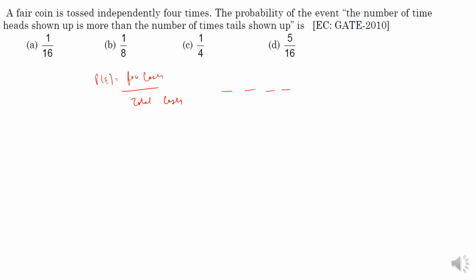Now 4 coins are tossed. Here there are two possibilities for each coin: heads or tails, heads or tails, similarly heads or tails, heads or tails. So 2, 2, 2, 2, which is 2 power 4, equal to 16. So the sample space will have 16 outcomes.